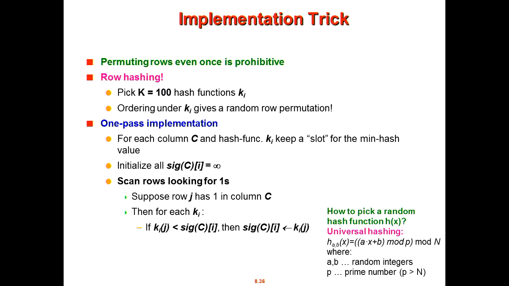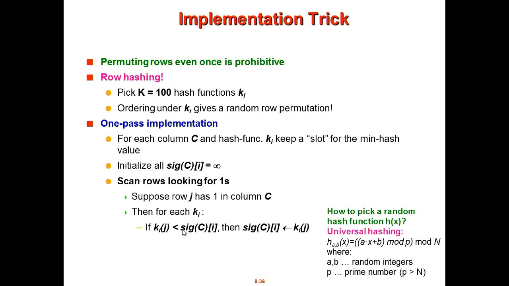So what we need to check is whether the index of the row for row J in the new mapping is the smallest one. If it is the smallest one, then it is a signature for this column, right? So that's what we need to check. We need to check if it is the smallest one.